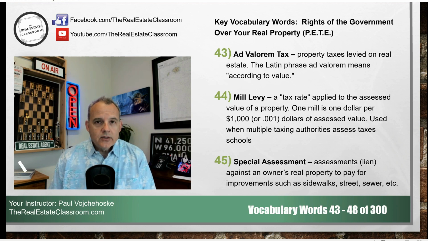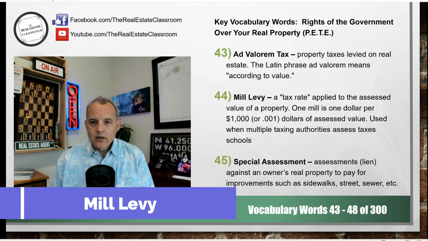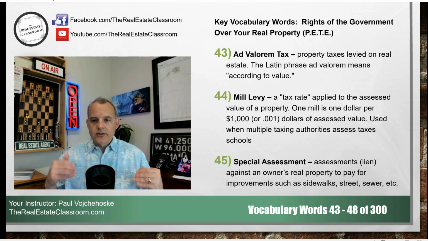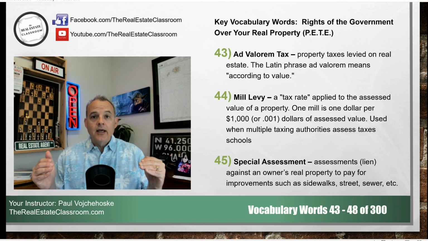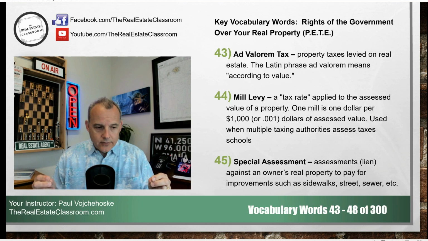One of the methods that they do that is called the mill levy system, which is number 44 of 300. It is a tax rate system, and it's applied to the assessed value of the property. So your assessed value of the property is X. The jurisdiction is going to tax you at a certain percentage or a certain rate of that assessed value.